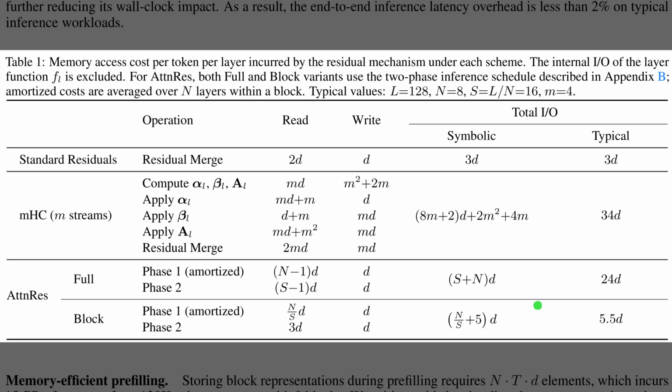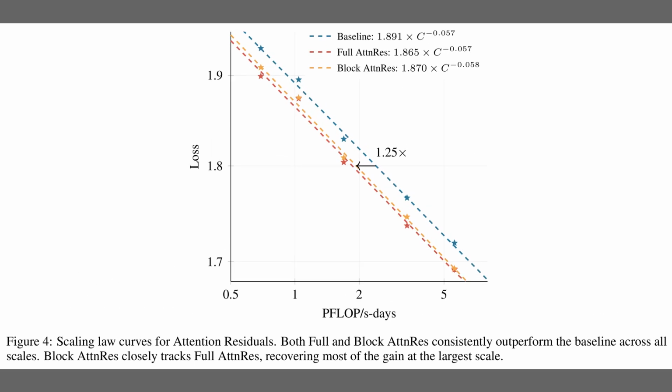Okay, since Figure 2 outlined the implementation, Table 1 breaks down the memory access costs per token, per layer, for these different residual mechanisms. Standard residuals set the baseline with a typical input-output cost of 3D. Other methods, and the full attention residuals, demand significantly higher memory reads, hitting 34D and 24D respectively. However, the block attention residuals use a two-phase computation strategy to amortize these reads across layers within a block. This drastically reduces the total cost to just 5.5D, which translates to less than a 2% overhead in end-to-end inference latency.